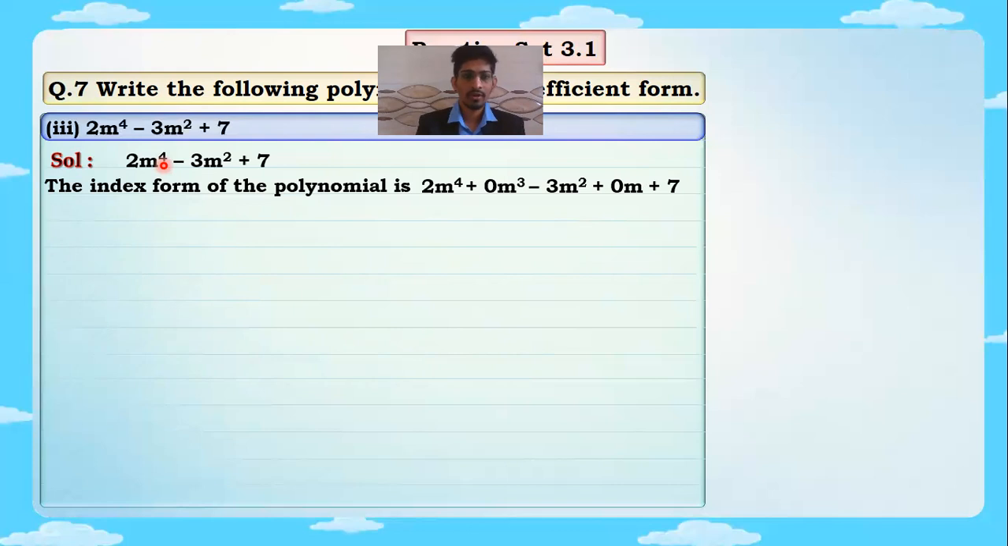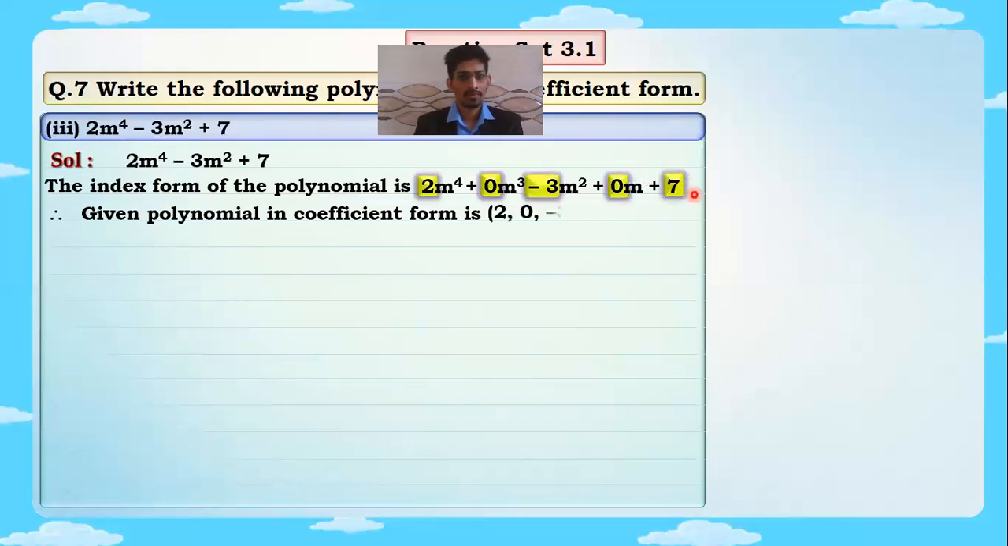So now if you observe, we arranged the given polynomial in index form. Starting from highest power to lowest power, each and every power is present. 4, 3, 2, 1 and then nothing, meaning here the power is 0. Constant term. So let's write this in the coefficient form. Each and every coefficient we are going to write separated by commas in a round bracket, that is (2, 0, minus 3, 0, 7).